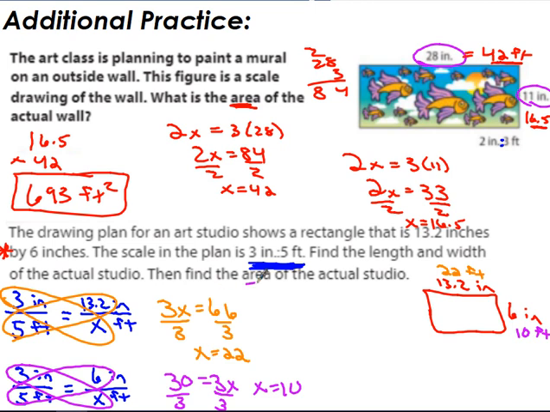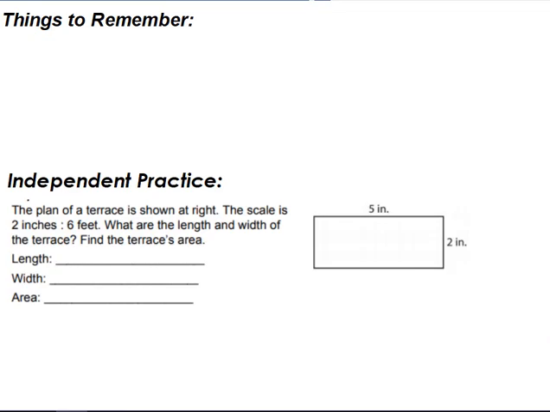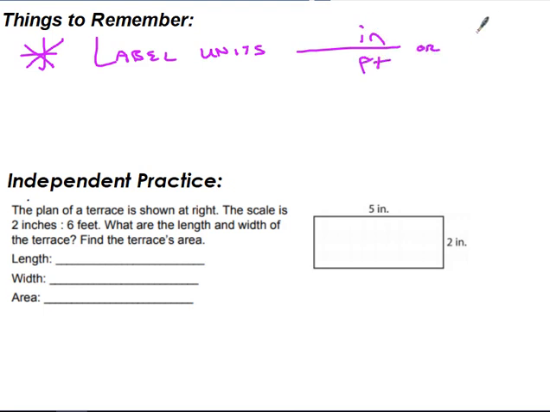Okay, that's it. So things to remember. The big one is label units. So maybe write an example, inches to feet. Another example could be centimeters to meters. I mean, there's a ton of scales that you're going to see. So just make sure you label it because it helps you stay set up.